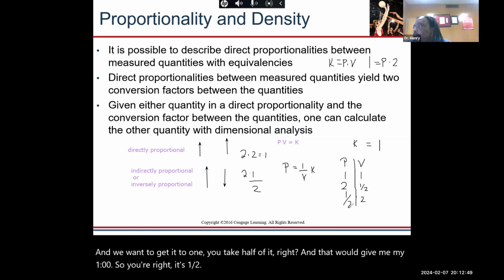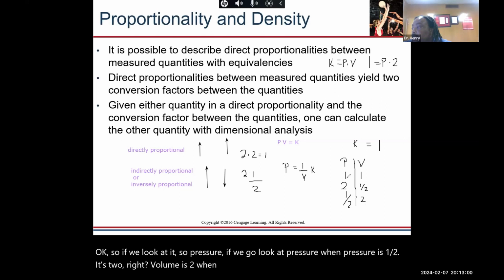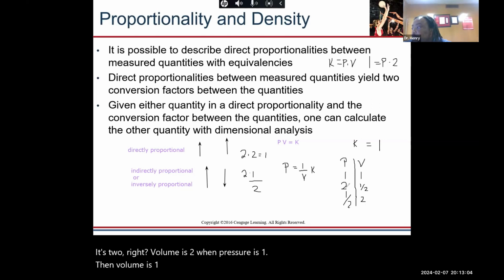If we look at pressure, when pressure is a half, volume is 2, right? When pressure is 1, then volume is 1. When pressure is 2, then volume is a half. As we go up, I should probably put this in order to make it easier to understand. So let's do that real quick.